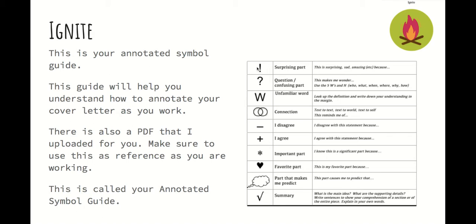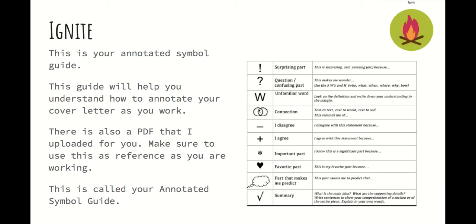All right. So here you'll see an exclamation point, and that is a surprising part, right? So this is surprising, sad, or amazing. A question mark, okay? So something that's confusing, right? This makes me wonder. Use the 5 W's and the H. So who, what, when, where, why, and how. A W, an unfamiliar word. So look up the definition and write down your understanding in the margins.